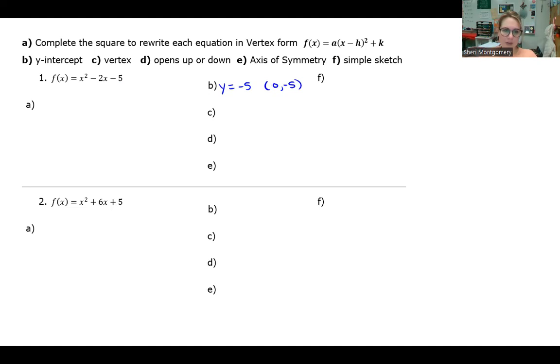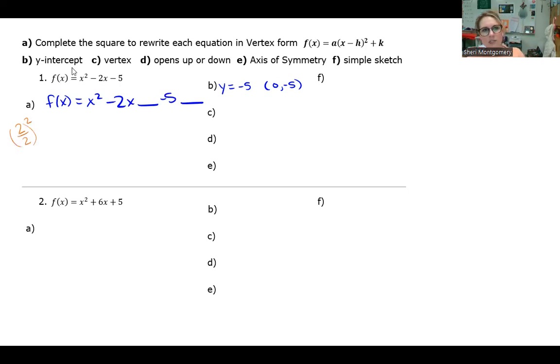The next thing that we need to figure out is the vertex. So the only way we can do that is to get this in vertex form. So I'm going to get ready to do that. To figure out my magic number, I'm going to do 2 divided by 2 squared.